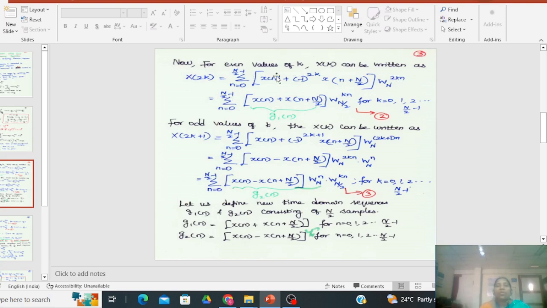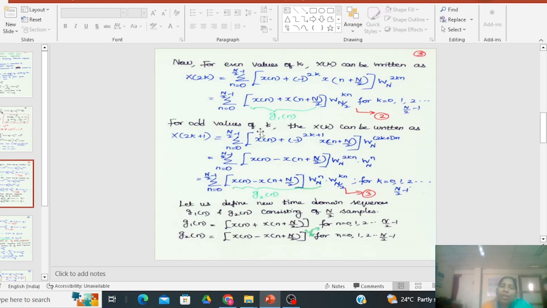Now when you simplify and write, when you substitute the k value as even numbers 1, 2, 3 like that, this minus 1 whole power 2k becomes a positive sign. So the equation is summation n equal to 0 to N/2 minus 1 of x of n plus x of n plus N/2, W_N power 2kn, and this we can write as W_N/2 power kn. So this we can make as equation number 2. This x of n plus x of n plus N/2 we can assume as g1 of n. So this can be further used in the next stage.